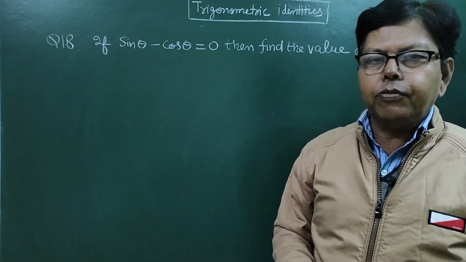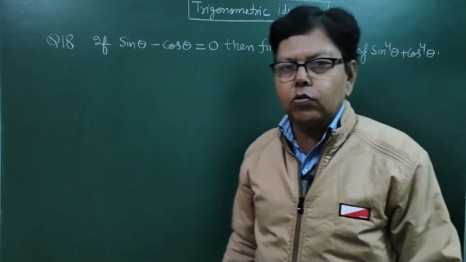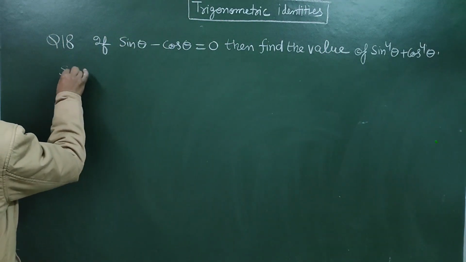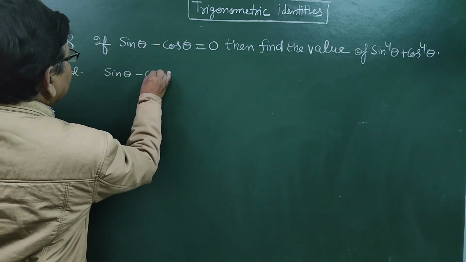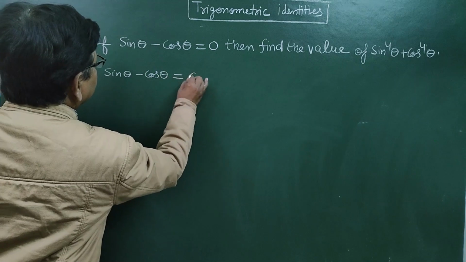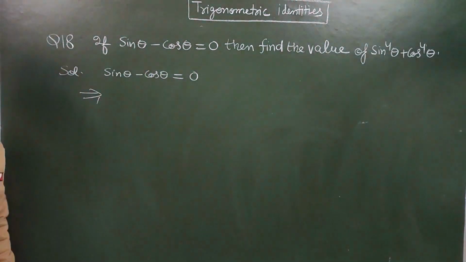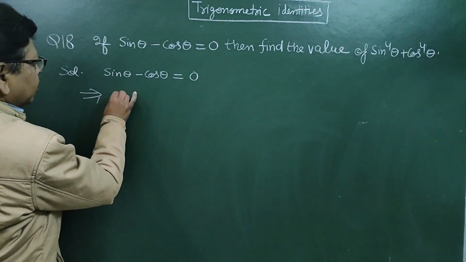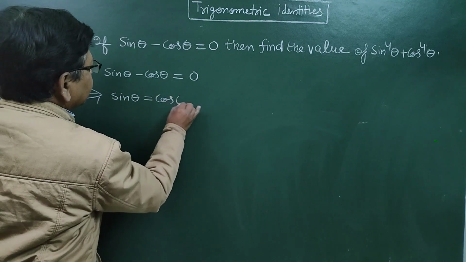So first we will consider the given condition, sin theta minus cos theta is equal to 0. So let us solve this. Sin theta minus cos theta is equal to 0. Transposing cos theta to the other side, it will become positive. Sin theta is equal to cos theta.